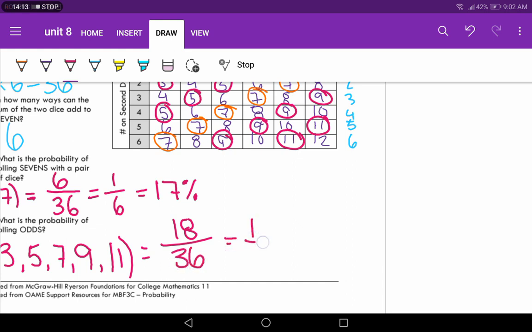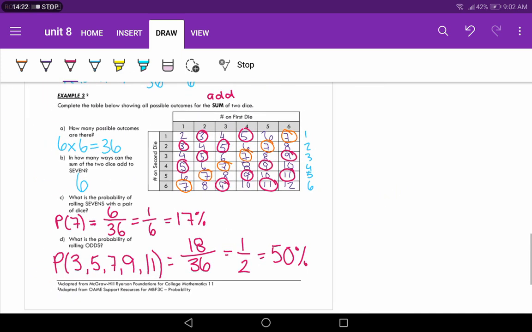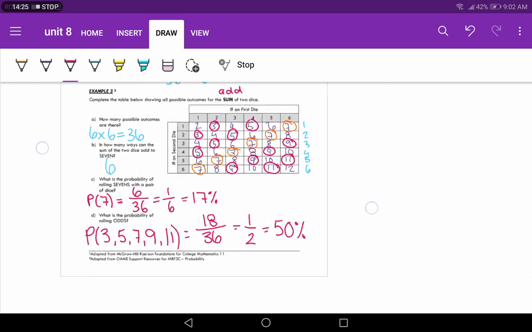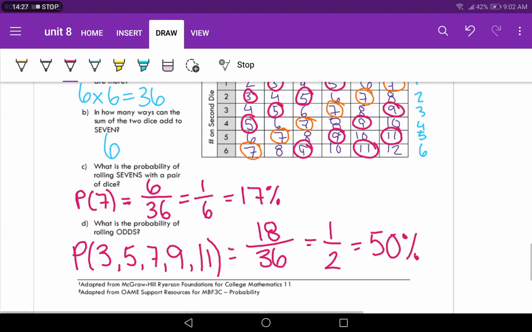If I divide these out, you'll realize that that's 1/2, which means there's a 50% chance of getting an odd number. Okay, which makes sense. All right, so this is the end of the third lesson that expands on theoretical probability.